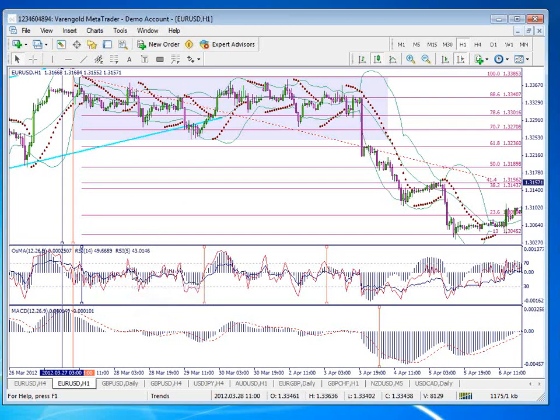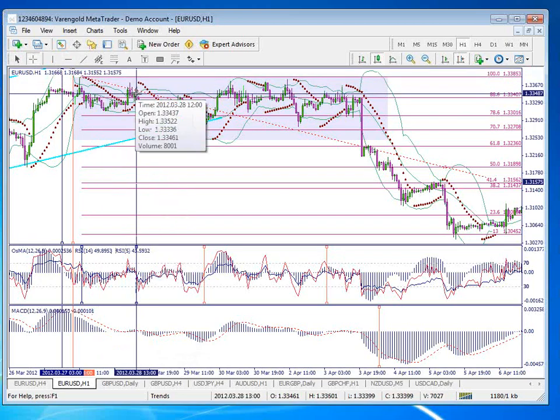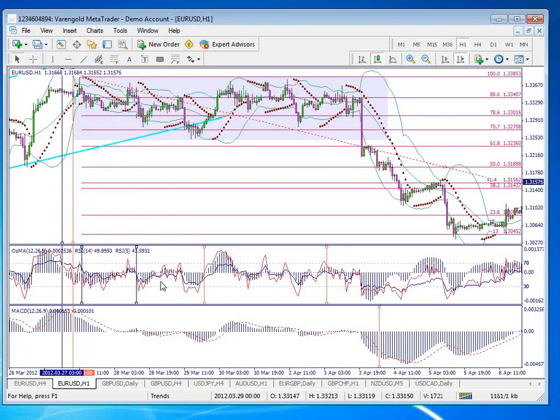The next signal for sell will be in this area. We are looking, just as on the 4-hour chart we have a signal for sell, we will look for signals for sell on the 1-hour chart. So here is the next signal for sell. I also have the confirmation from MACD. On this trade, I have about 60 pips.